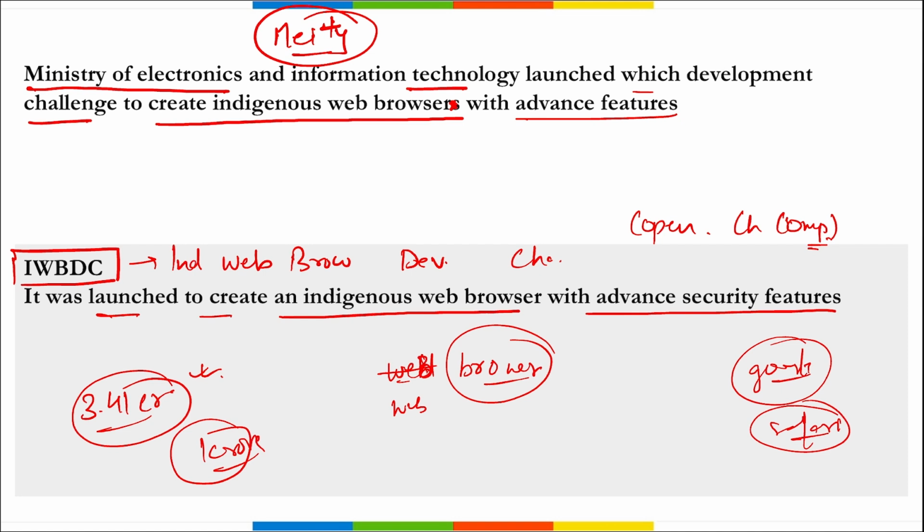Then the browser that will be developed will focus on accessibility and user friendliness, including support for individuals with different abilities also. Correct? So it was the IWBDC challenge launched by the Ministry of Electronics and Information Technology. And what does this IWBDC stand for? Indian Web Browser Development Challenge.